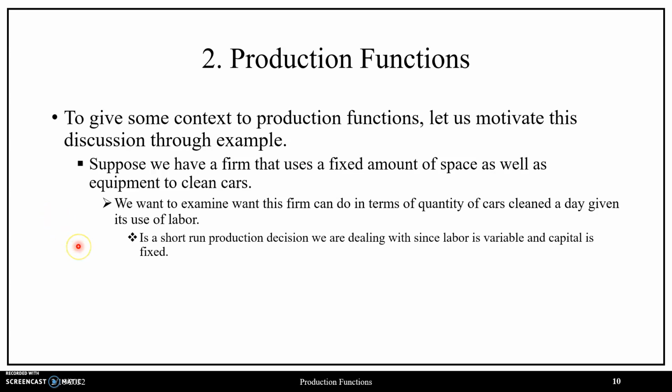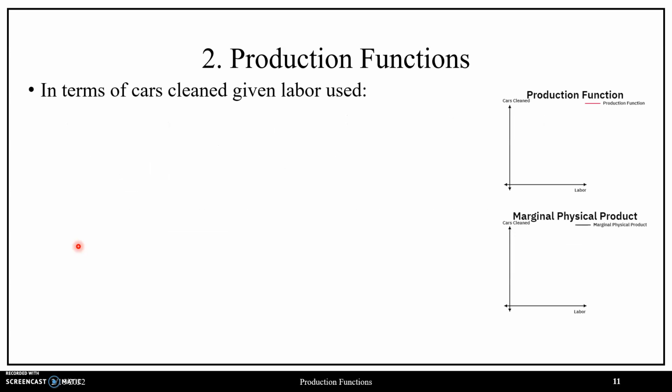So what we have then is a short run production decision in that there's a fixed amount of space as well as equipment, so our capital is fixed, and they are considering their staffing, so labor is variable. Since capital is fixed and labor is variable, there are some fixed inputs and some variable inputs, and this is going to be short run by definition. So let us proceed to our example in terms of cars cleaned given labor used.